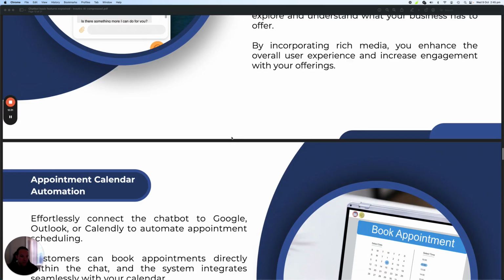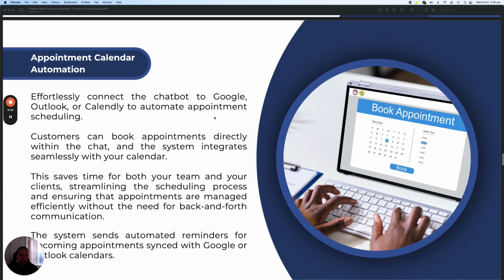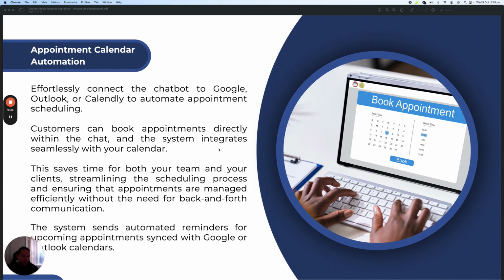So this helps improve the experience for the user, and this makes the whole conversation a bit more dynamic and interactive for your users. We also have very powerful appointment calendar automations. So this is one of the most requested features. We have direct integrations with Google Calendar, Outlook Calendar, and we can also integrate Calendly, but we can virtually integrate any kind of calendar that has an API.